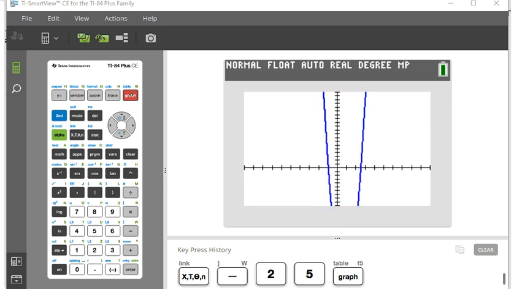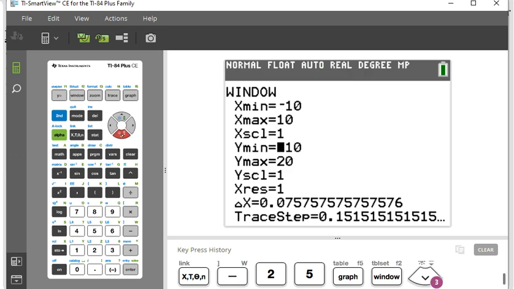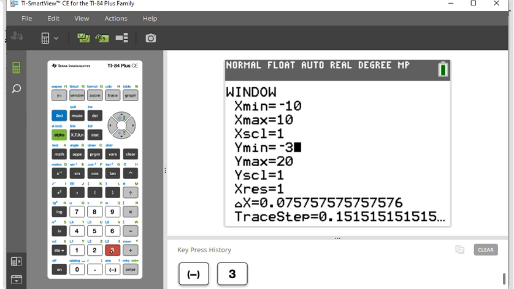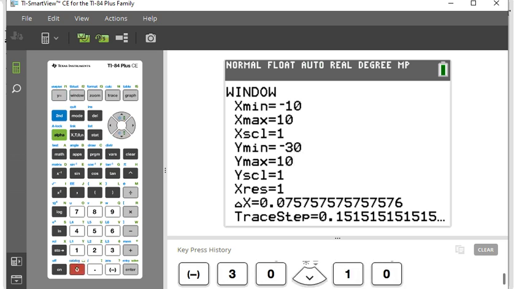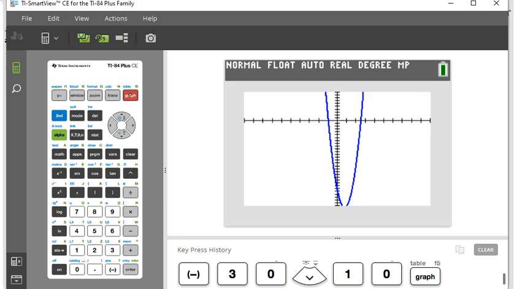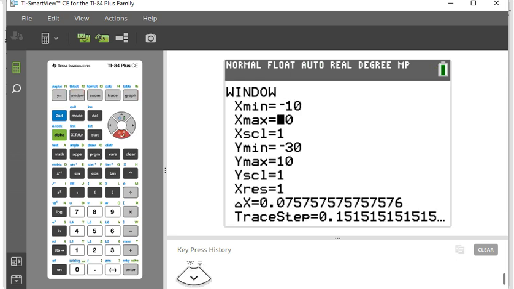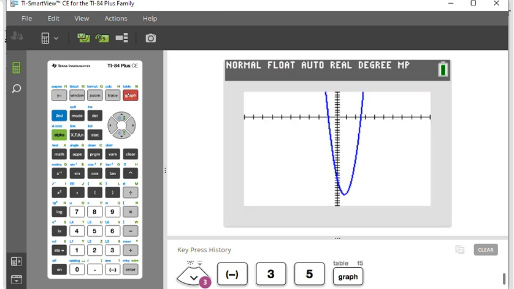So what do I need to do? I'm going to bring my y minimum down. I don't need that much y max, so I'm going to bring that down as well. So my y min needs to be brought down further. I'm just going to go to negative 30, make sure I hopefully see it. My y max doesn't need to be that high. I'll bring it to 10. Not quite. I could still go down just a hair with my y min. I'll go to negative 35. There I see all the points I want.